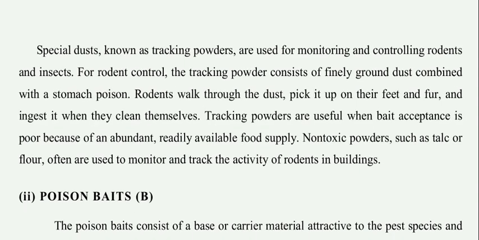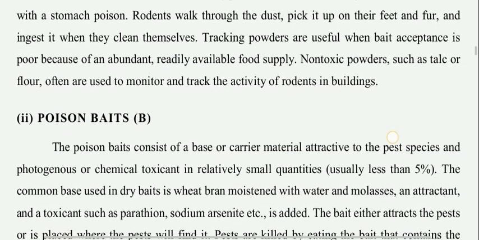Then special dusts known as tracking powders are used for monitoring and controlling rodents and insects. For rodent control, the tracking powder consists of finely ground dust combined with a stomach poison. Rodents walk through the dust, pick it up on their feet and fur, and ingest it when they clean themselves. Tracking powders are often used when bait acceptance is poor because of an abundant, readily available food supply. Non-toxic powders such as talc or flour often are used to monitor and track the activity of rodents in buildings.